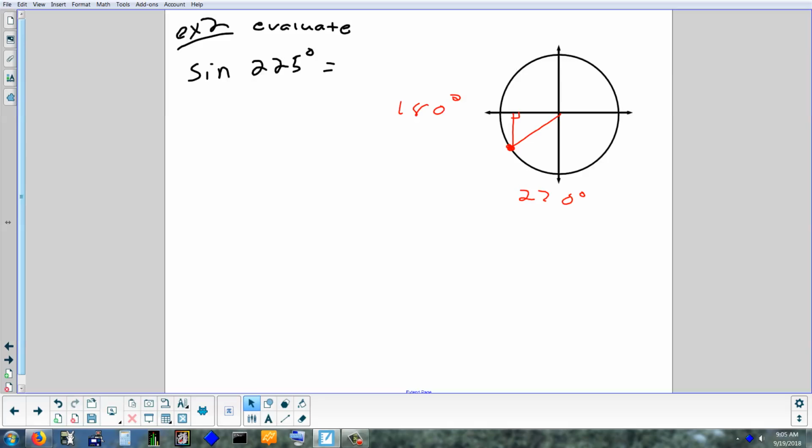So Derek, can you tell me how long they are? Square root of 2 over 2. Square root of 2 over 2. And then the other one? Square root of 2 over 2. Yes, they're both square root of 2 over 2.